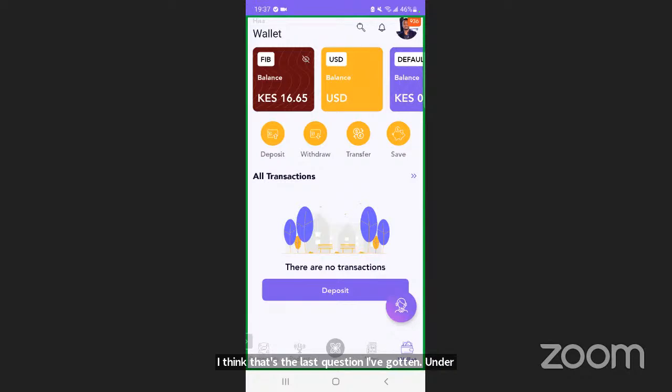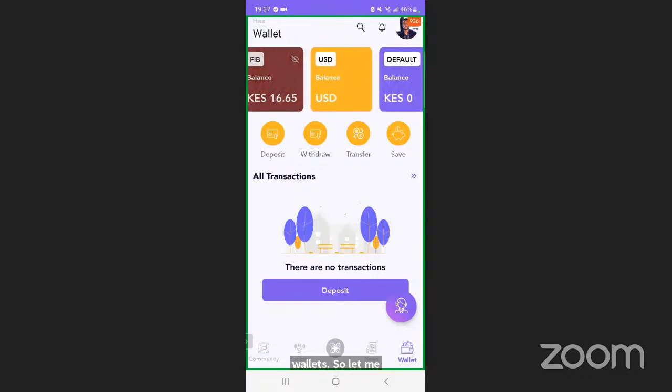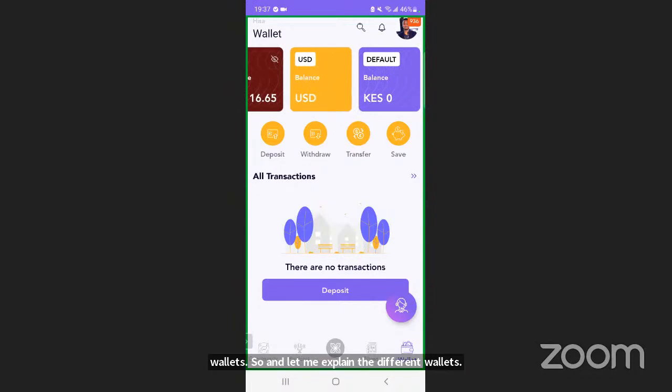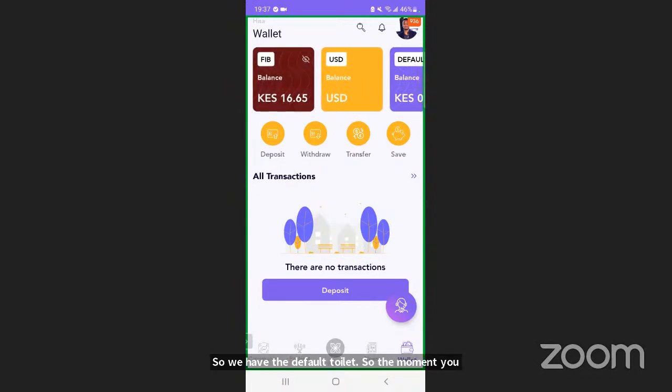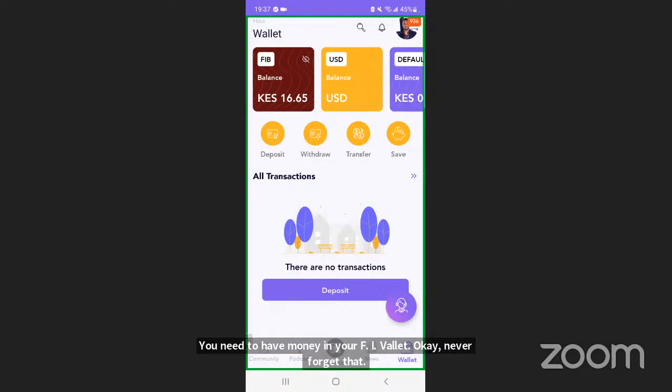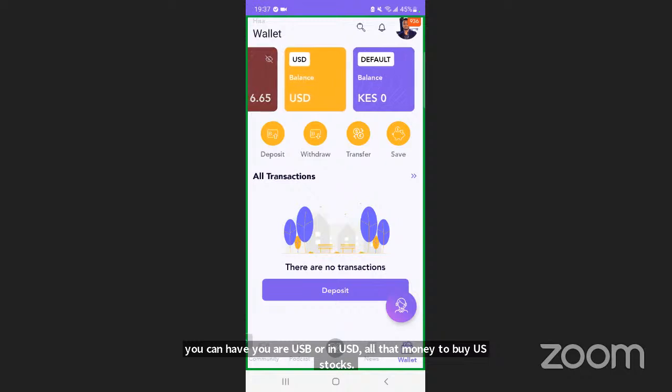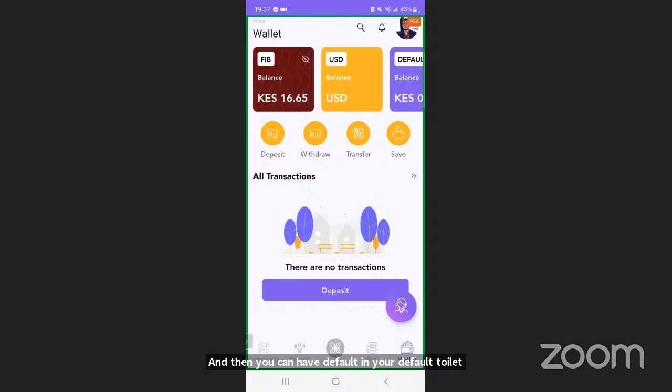So let me explain the different wallets. We have the default wallet. The moment you deposit, this is where money goes. And then we have the FIB wallet and the USD wallet. I think the most important thing under the wallets is the FIB wallet. Note that for you to buy Kenyan stocks, you need to have money in your FIB wallet. Never forget that. The FIB wallet is meant only for Kenyan stocks. You can have money in your USD wallet to buy US stocks. And you can have money in your default wallet that maybe you're not using right now, that you don't want to buy shares with.